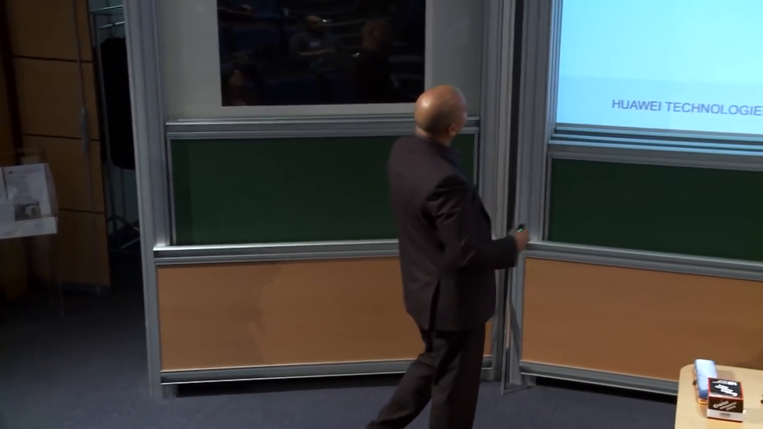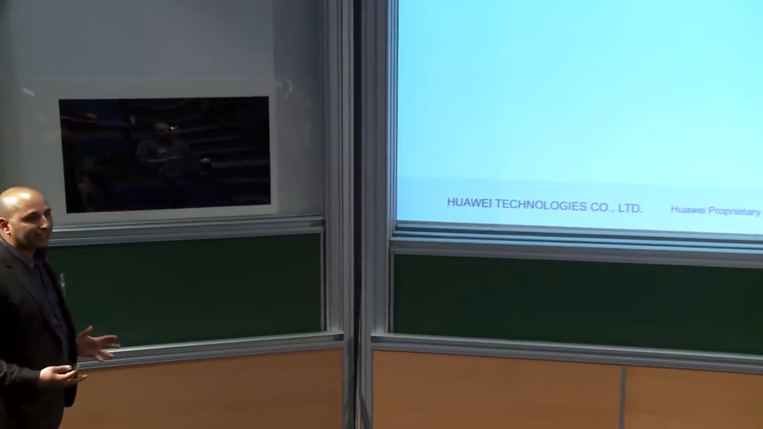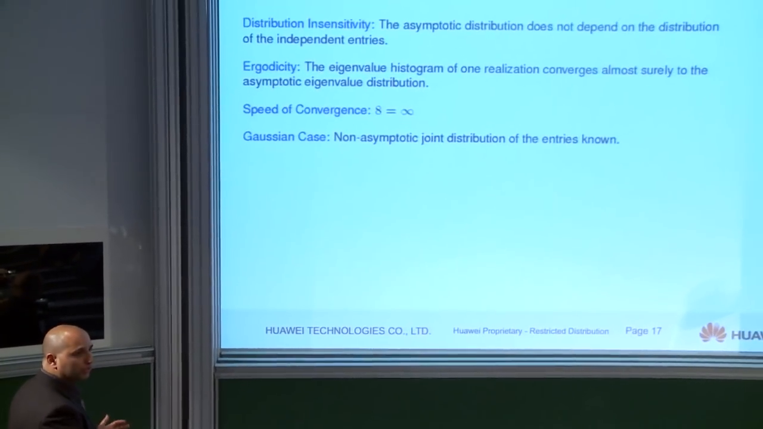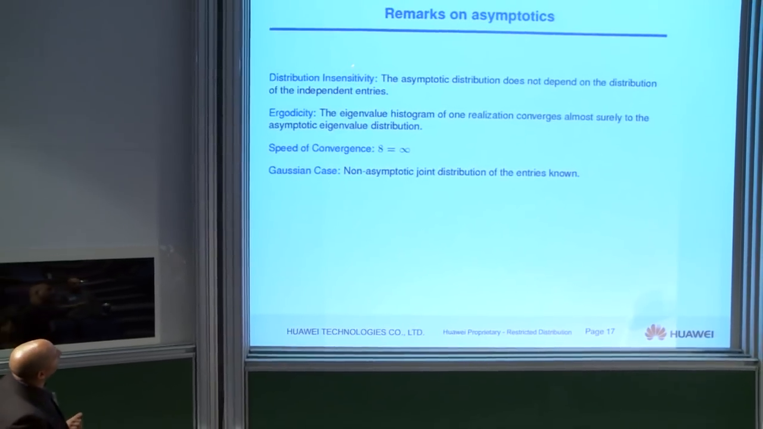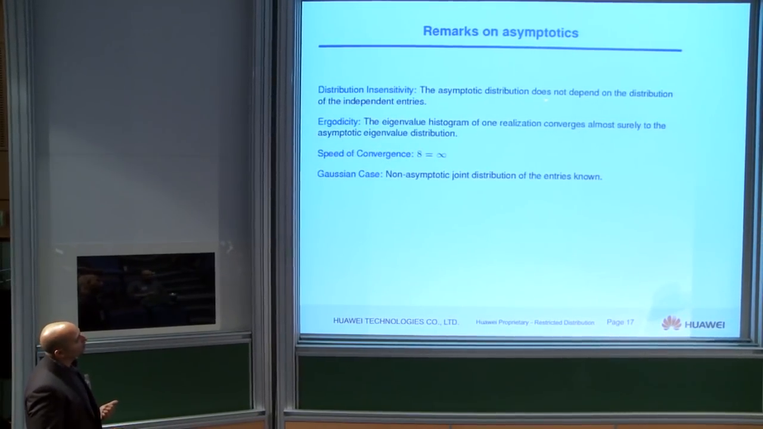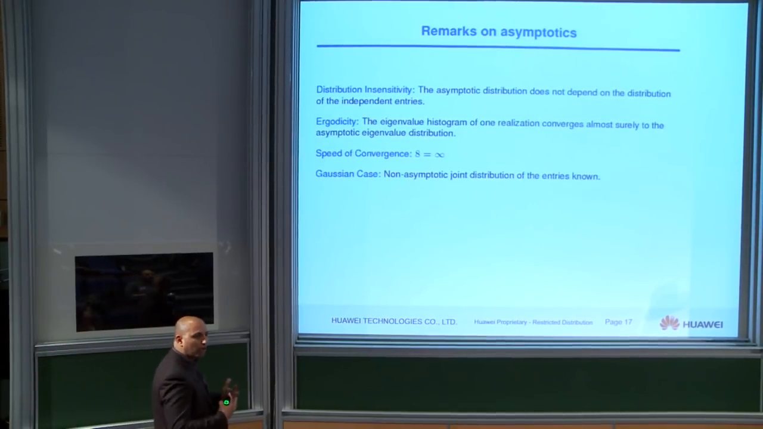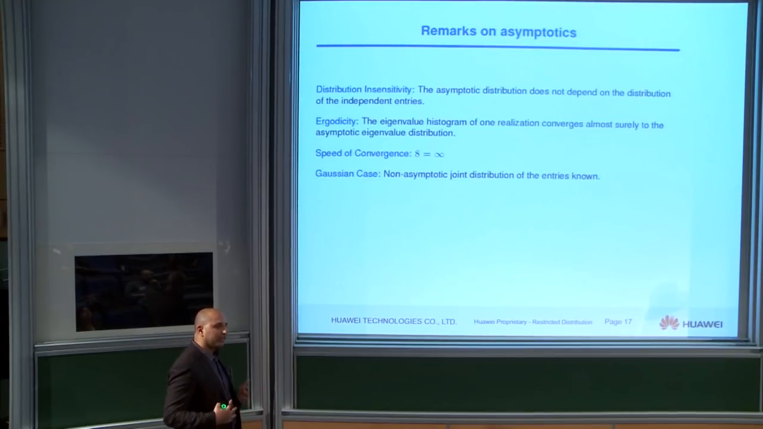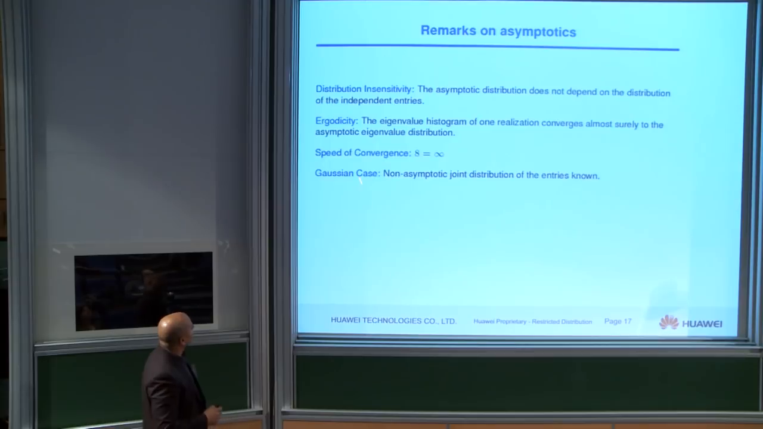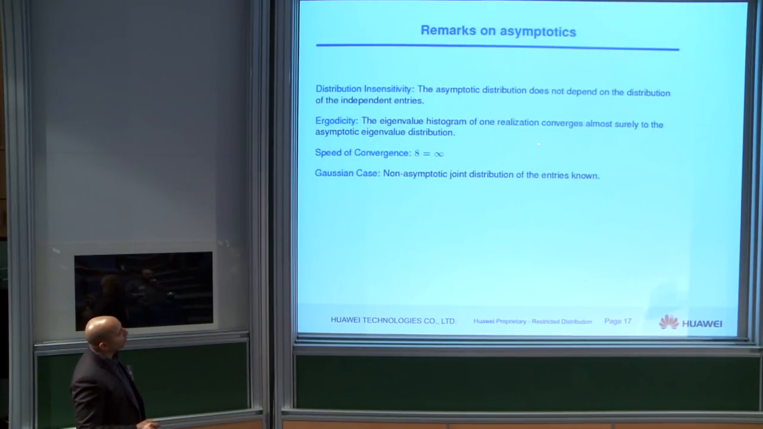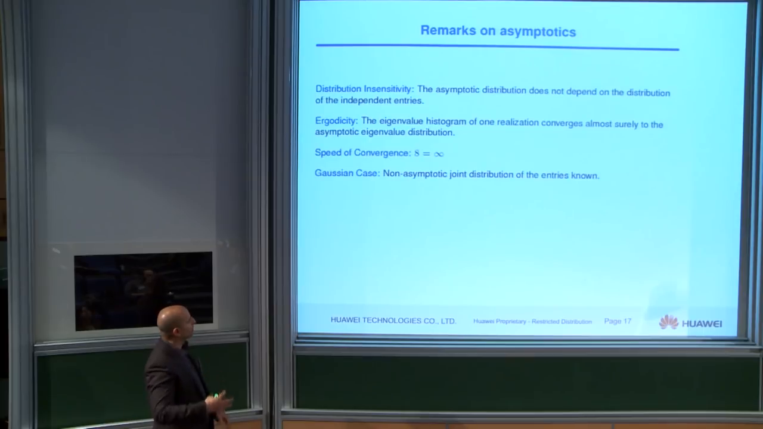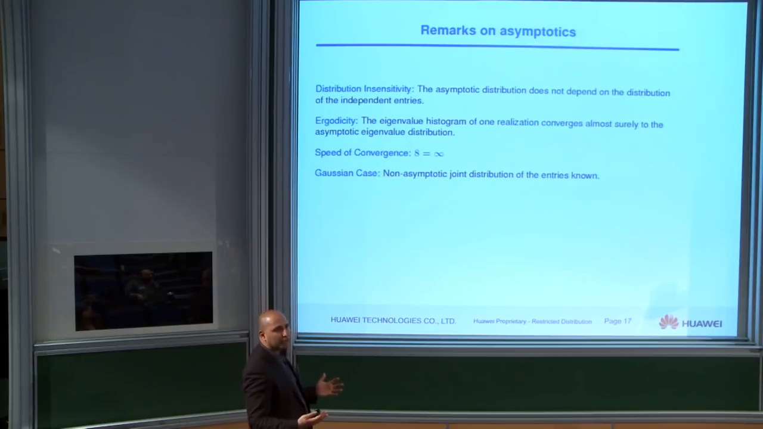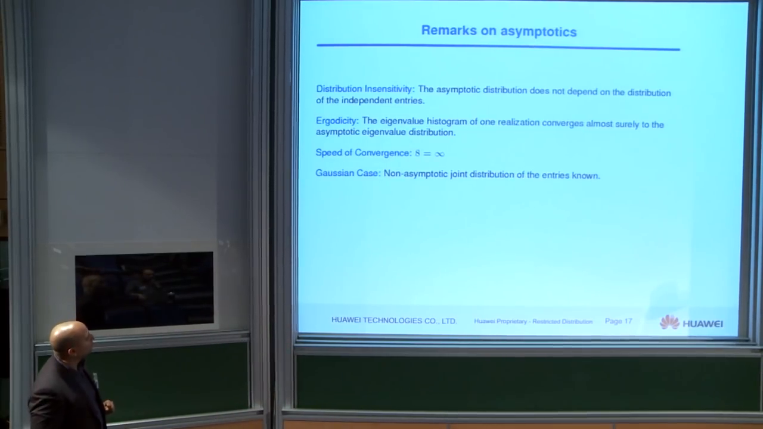Now, of course, those were asymptotic results. As you know, we work in the finite realm. It turns out that there are a lot of interesting results related to random matrices. The first is what we call distribution insensitivity, meaning that the asymptotic distribution does not depend on the distribution of the independent entries. You can take it more broadly, and this is very good for us because in general, when you do channel modeling, we need the least assumptions on the environment. The ergodicity: the eigenvalue histogram of one realization converges almost surely to the asymptotic eigenvalue distribution. The almost sure convergence is obtained in many cases. I'll show you to which level it's done. The speed of convergence tends to be also very good. This is called central limit theorems, meaning you can show that the speed of convergence turns out to be not so bad.